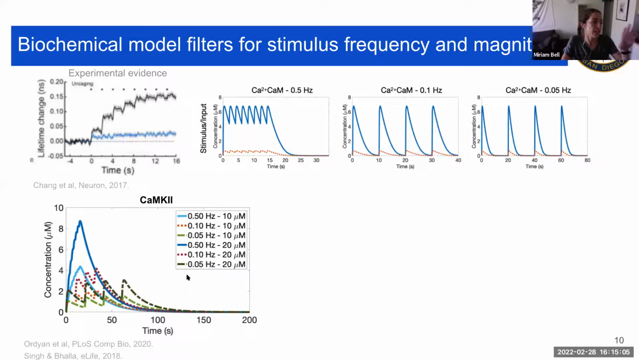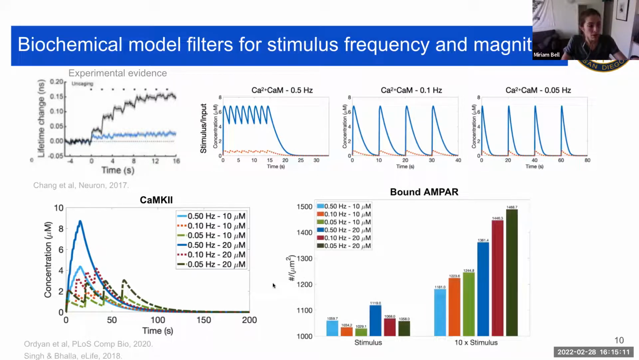So we wanted to understand how this CAMK2 temporal dynamics translates to bound AMPA. This plot is showing the steady state of bound AMPA for these different conditions. And we see that the system is both sensitive to stimulus magnitude and stimulus frequency, and you can actually display different trends within those factors.